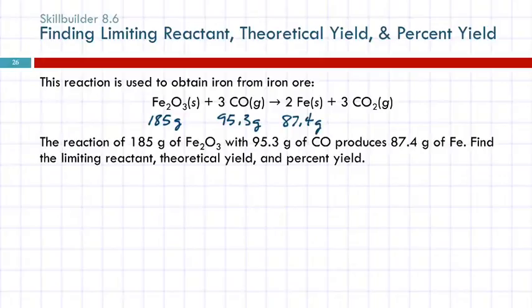What's different about this problem compared to the last one? They gave us 3 masses. Why did they give us a mass of product if we're supposed to calculate the mass of product? This is the actual yield. It says that when they react this much of the two reactants, it produces this much. It's not a theoretical yield, that's the actual yield. The actual yield will always be given to you in a problem. So this is the actual yield.